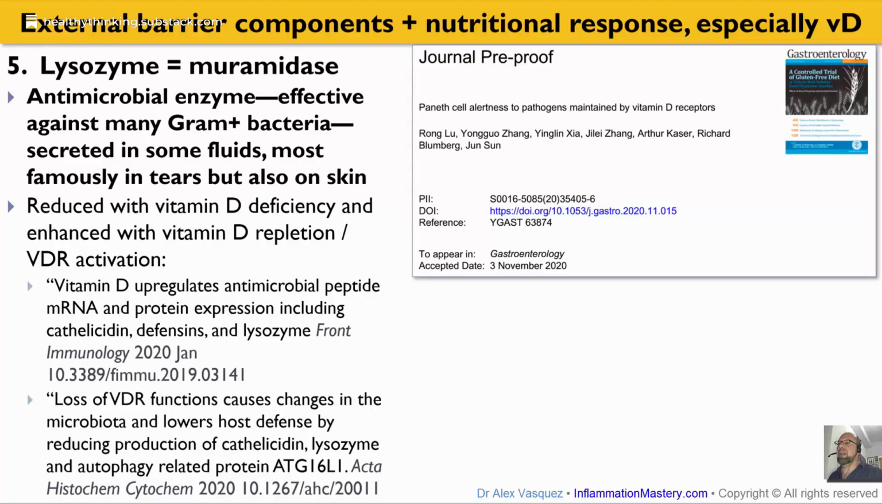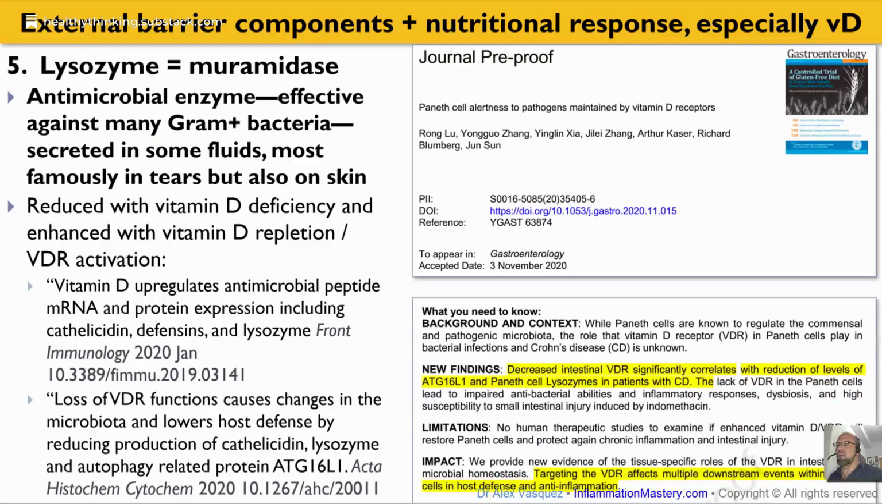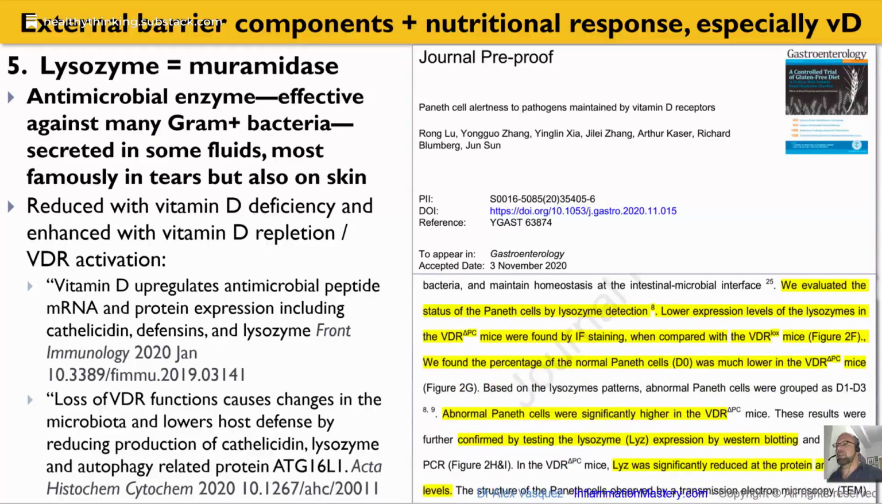The title of this article is Paneth Cell Alertness to Pathogens is Maintained by Vitamin D Receptors. The authors here state, decreased intestinal VDR significantly correlates with a reduction in levels of ATG16L1 and Paneth cell lysozymes in patients with Crohn's disease. The authors state that the clinical importance of this finding is that targeting the vitamin D receptor affects multiple downstream events within Paneth cells in host defense and anti-inflammation. So basically what they showed here is that vitamin D signaling was necessary for Paneth cells to produce lysozyme.